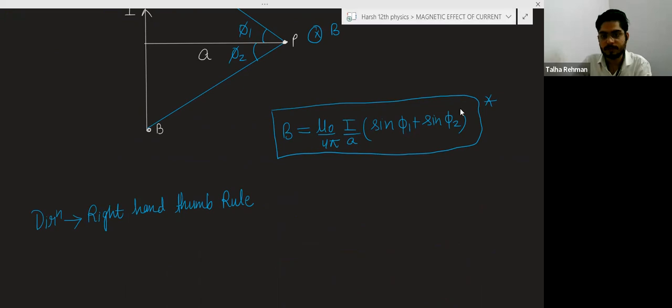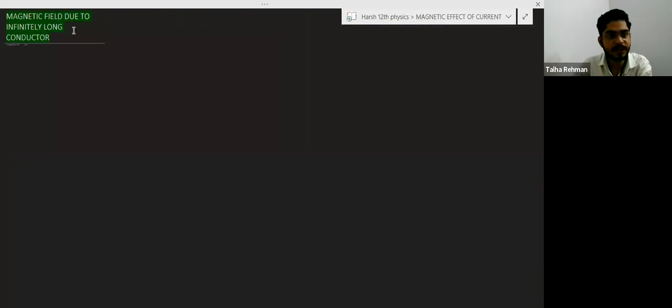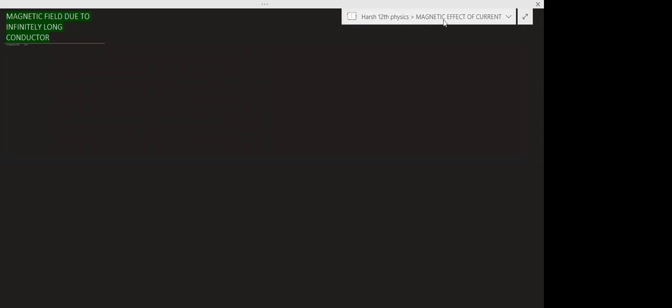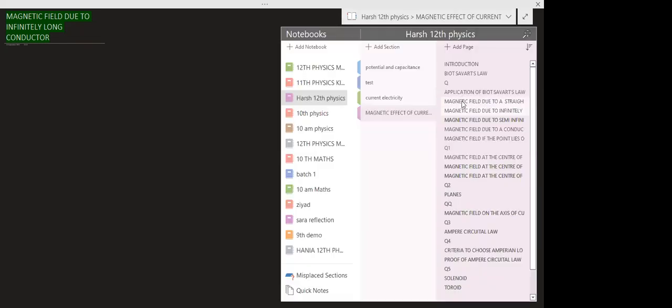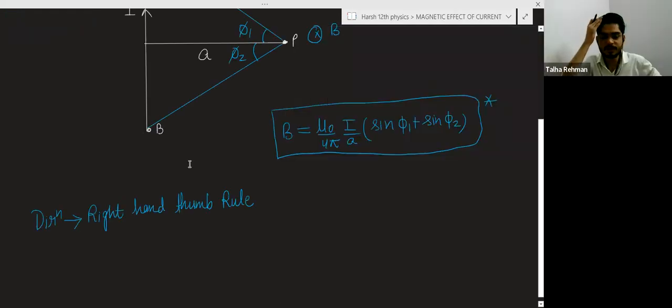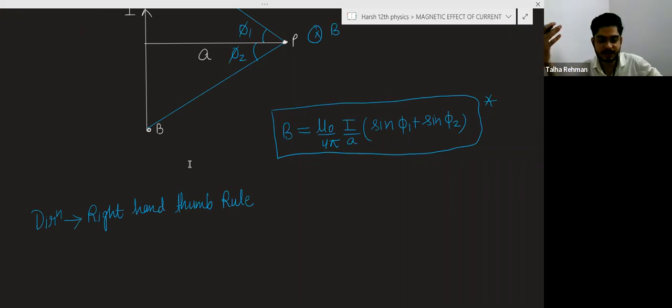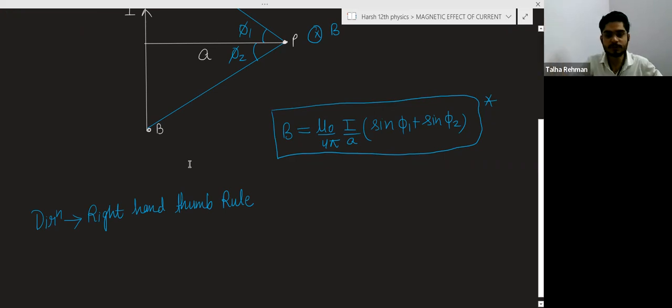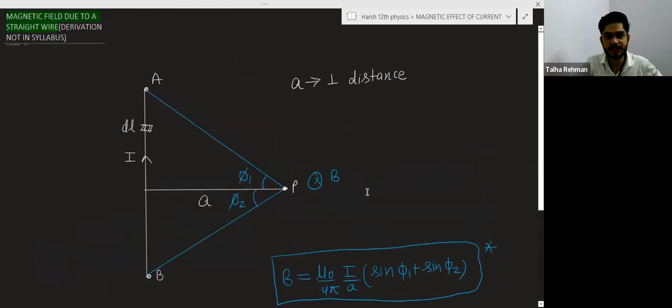Now the first application, magnetic field due to an infinitely long conductor. This time we are just talking about the straight wire. So this is a formula for the straight wire only.